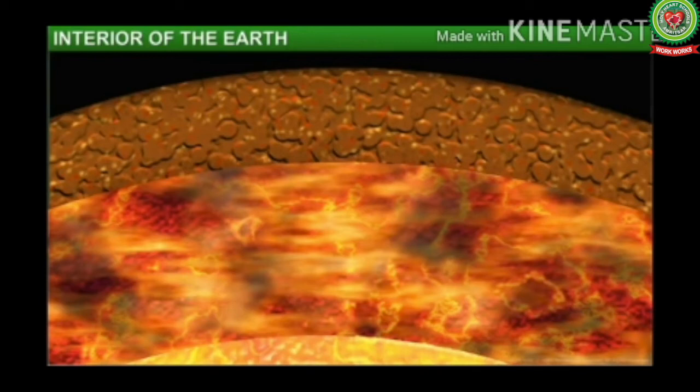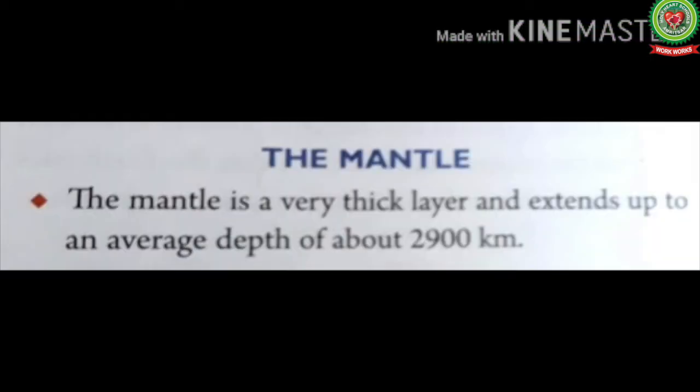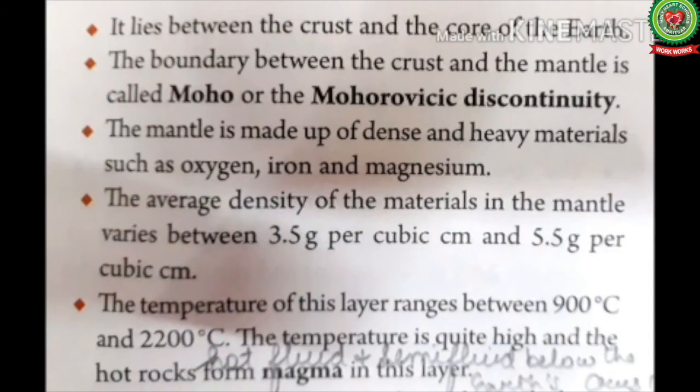So now let's read this topic. The mantle. The mantle is a very thick layer and extends up to an average depth of about 2900 km. It lies between the crust and the core of the earth. The boundary between the crust and the mantle is called Moho or Mohorovicic discontinuity. The mantle is made up of dense and heavy materials such as oxygen, iron and magnesium.